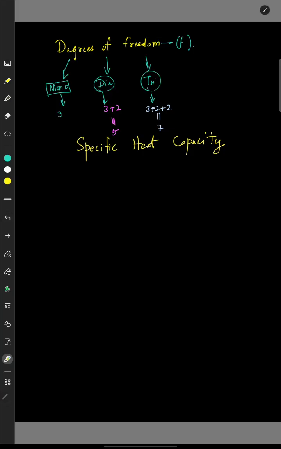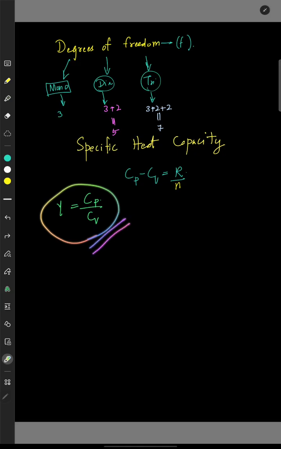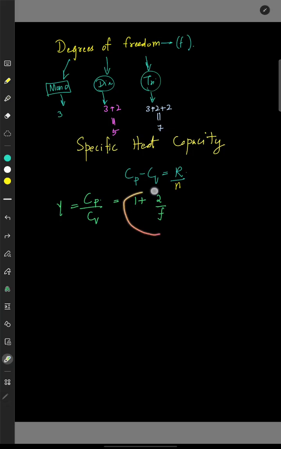Then specific heat capacity. The first relation is Cp minus Cv equals R, per mole, where n is the number of moles. And gamma, the adiabatic factor Cp by Cv, is related to the degrees of freedom by 1 plus 2 by F. So once you know the degrees of freedom for the monoatomic, diatomic, and triatomic systems, we can say the value of gamma.